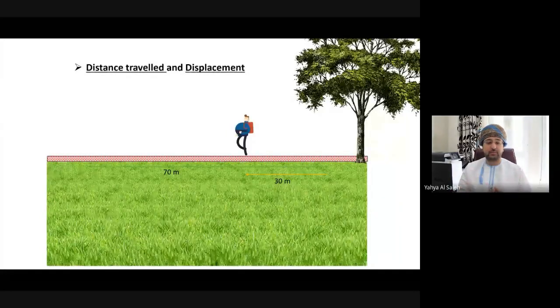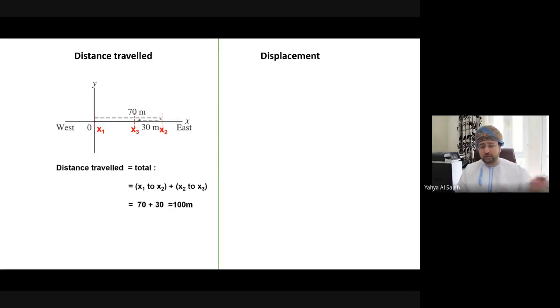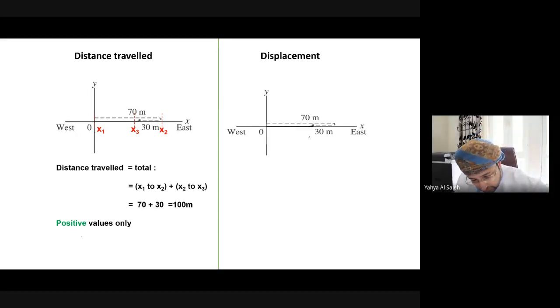So we know the difference between distance and displacement. Distance traveled is the total amount of movement done. So we go from x1 to x2 plus x2 to x3. 70 plus 30 is 100 meters. It's only positive. Distance cannot be negative. Distance is a scalar. There's no meaning for me saying I moved minus 100 meters if I'm talking distance.